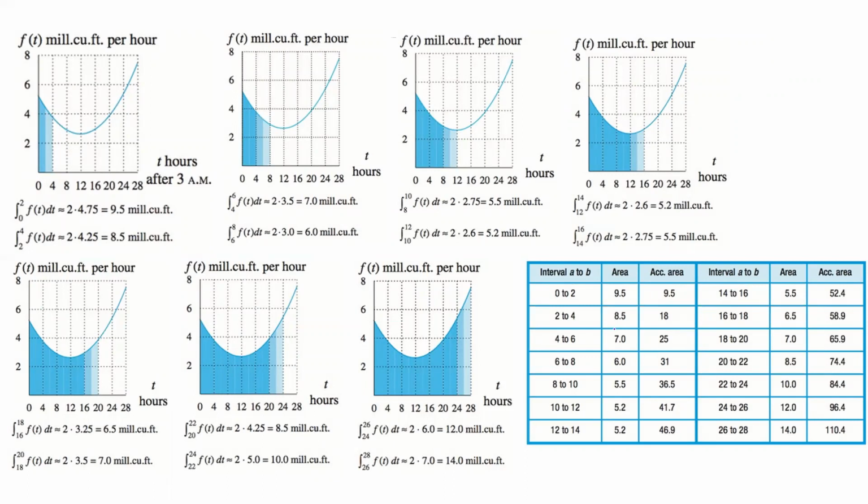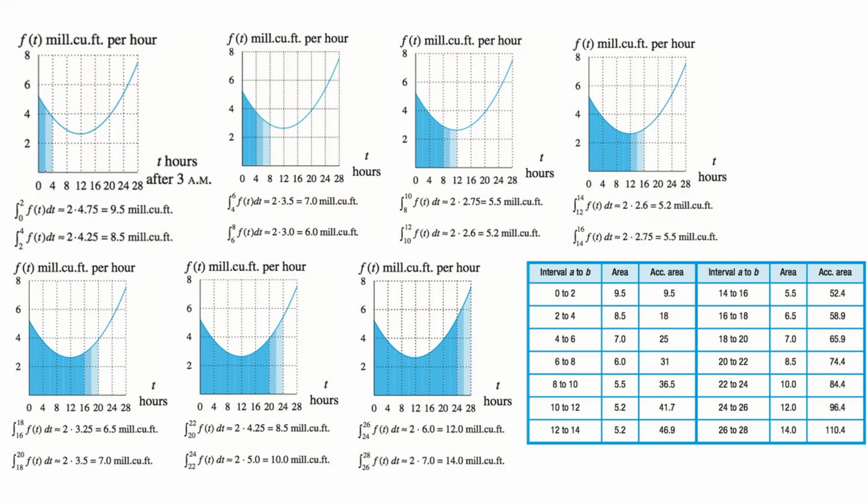Looking at our first one here, we have from 0 to 2. So we're doing this first integral. And we're going to have 2, 4, and that's not quite, here would be 1. And so I'm thinking it's about 4.75, like it says. So each one of these is worth 2 times that 4.75. We get 9.5 million cubic feet.